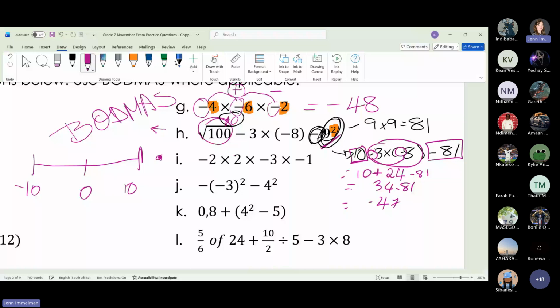So 34, 33, 32, 31, up until minus negative. I go in the negative direction by 81 jumps. Another trick way to think about this, which I don't teach because it is a trick way and I want you to understand, is we could say 81 minus 34, 11 minus 4, 7, 7 minus 3, 4. And my answer is a negative though, because it was a smaller number minus a bigger number. So my answer is negative 47.